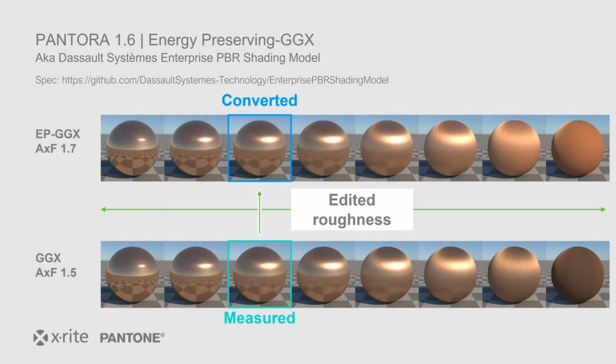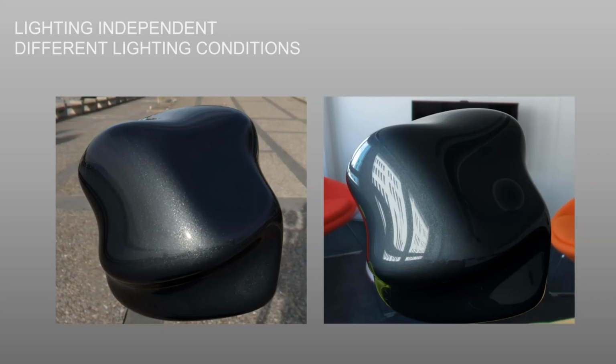And then in our last release of PANTORA, we also introduced, based on the Dassault Systems PBR shading model, which is a physically based rendering shading model, their energy preserving GGX model, which helps in rendering times, but also understands how energy is gained or lost depending on the type of material. That was introduced in our latest release, which was actually the end of last year, and our new one is coming out very soon.